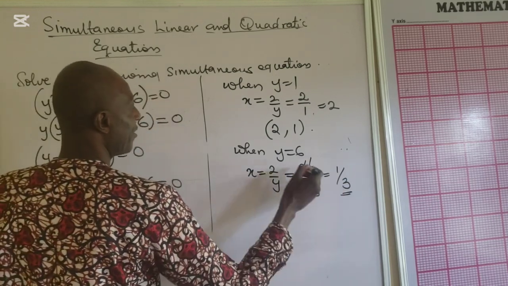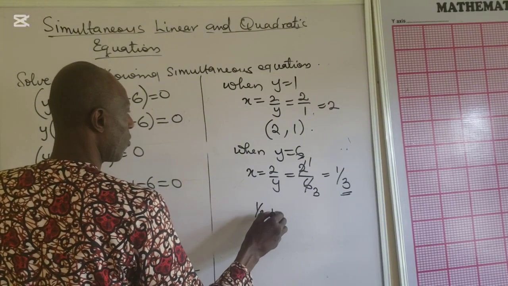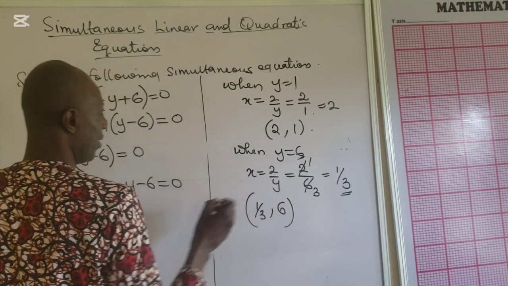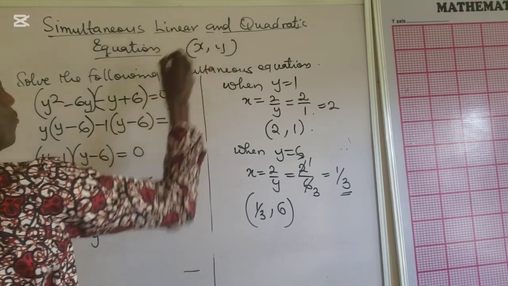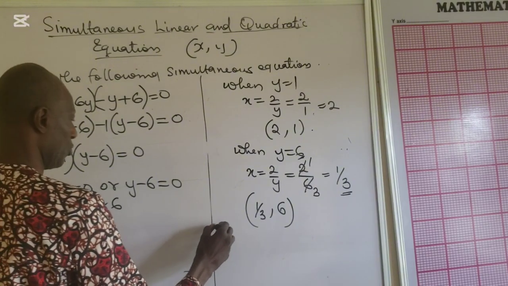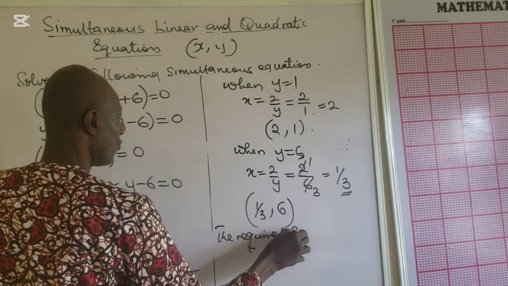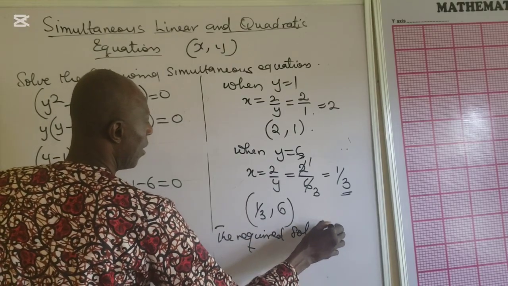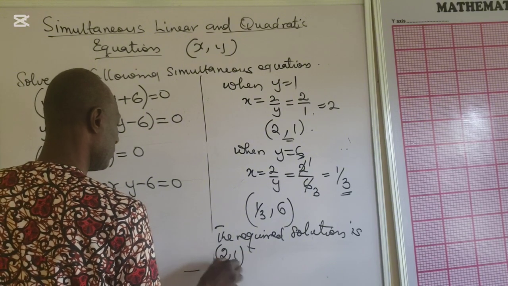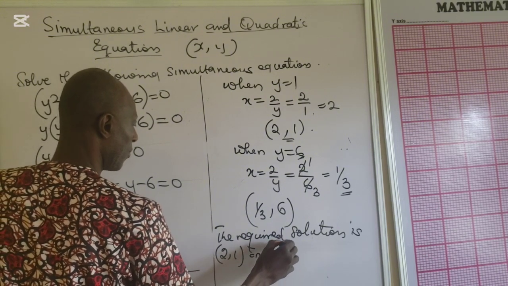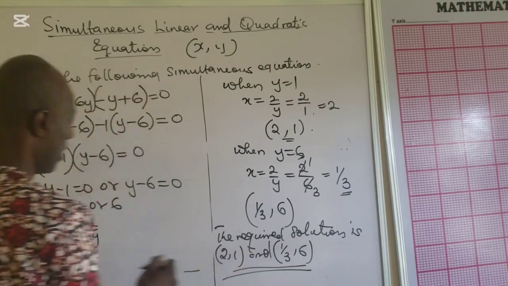So this is the value of x and value of y. Now write 1 over 3, 6. I told you in coordinate geometry, write x before y. x, y in coordinate geometry. So the required solution is 2, 1 and 1 over 3, 6. This is the required solution.